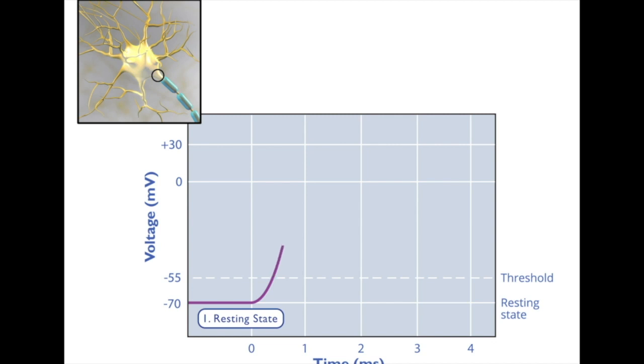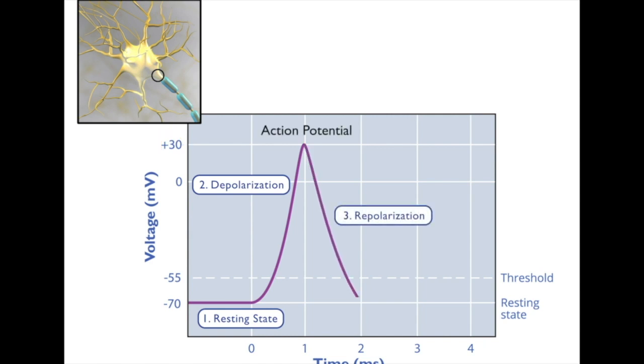The membrane depolarizes further to a peak value of plus 30 millivolts. The membrane then repolarizes and returns to minus 70 millivolts following a brief period when the membrane potential becomes more negative than the resting state. This period is known as hyperpolarization.